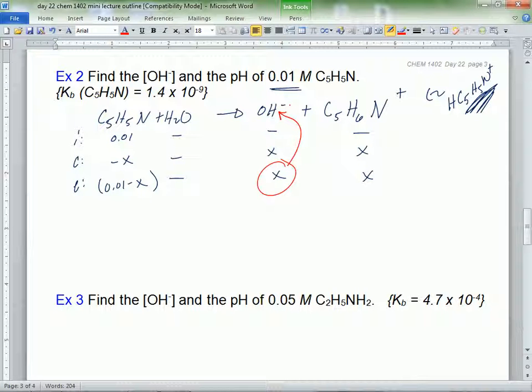So when you do these problems, just realize X is not the concentration of H plus. X is the concentration of OH minus. Okay. Well, anyway, Vivian, now what? Set what up? The Kb, what do we call it? The Kb expression. Okay, so Vivian, how would you do that?